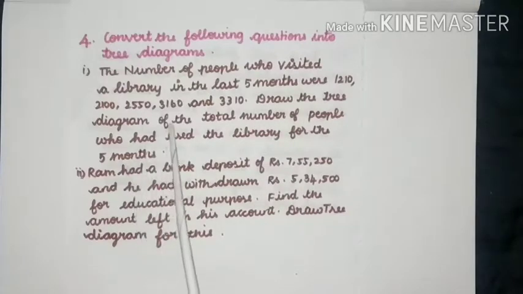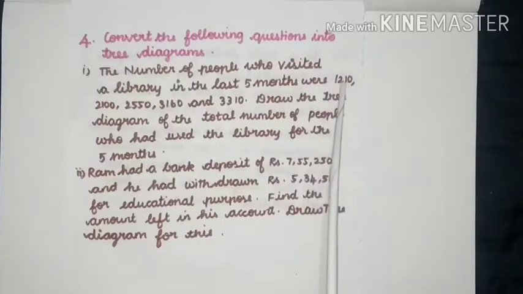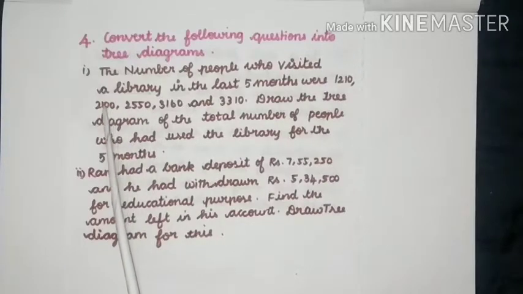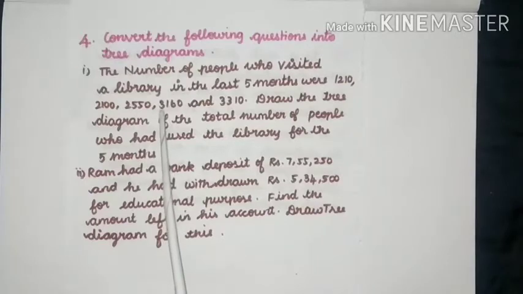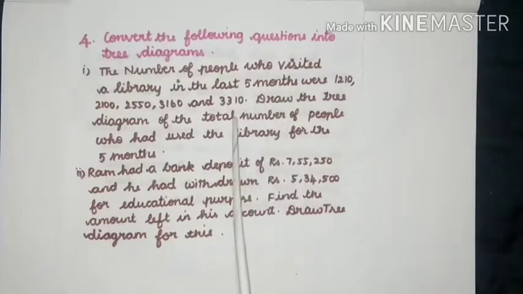See, here the given question is, the number of people who visited the library in the first month is 1210 people, and in the second month 2100 people were visited in the library, and in the third month 2550 people were visited, and in the fourth month 3160 people were visited. At last in the fifth month 3310 people were visited. We have to find the total number of people through tree diagram. No need to find the total number of people through addition.